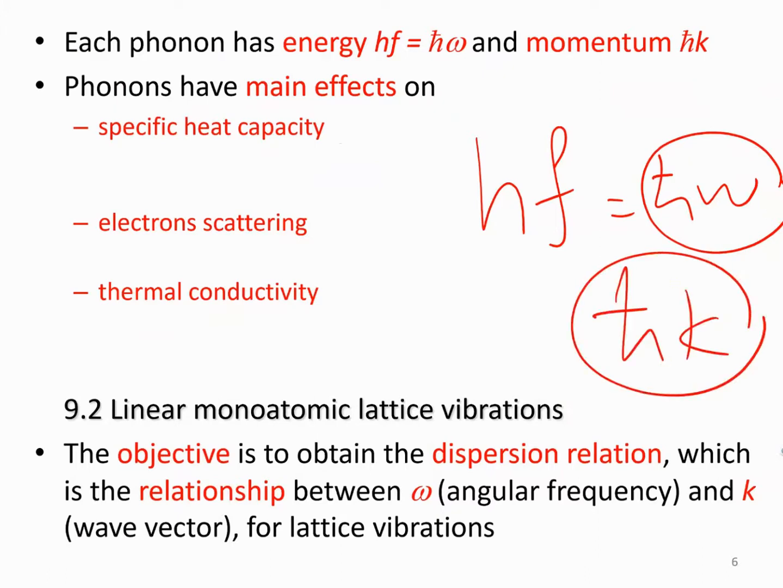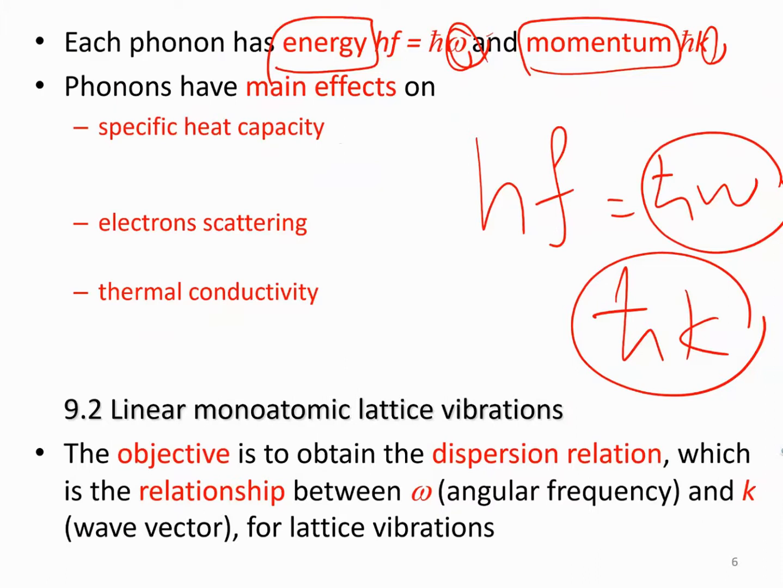Remember, just now I told you that you want to find the relationship between omega and k, right? Omega represents the energy, and k represents the momentum. In other words, we are actually finding the relationship between energy and the momentum of the phonon. You want to know how the momentum reacts with the energy, how the energy interacts with the momentum. When we change the energy, how much the momentum will change. This is what we call the dispersion relation between omega and k.